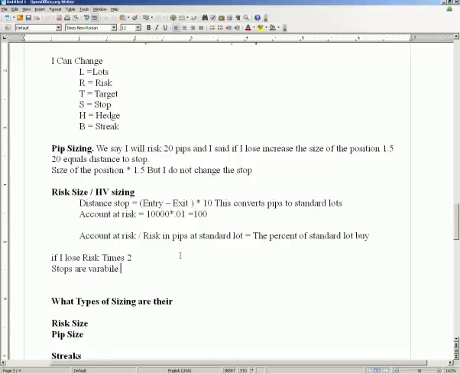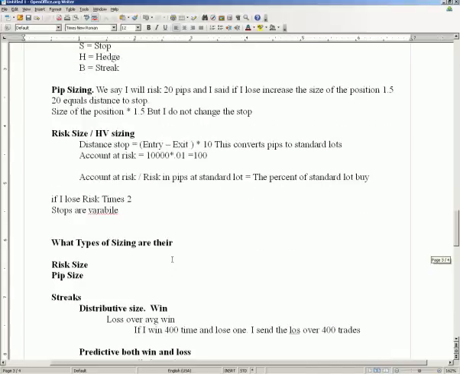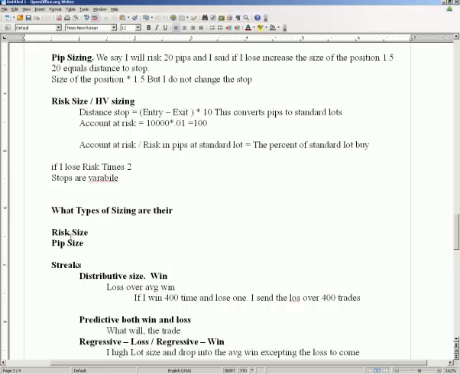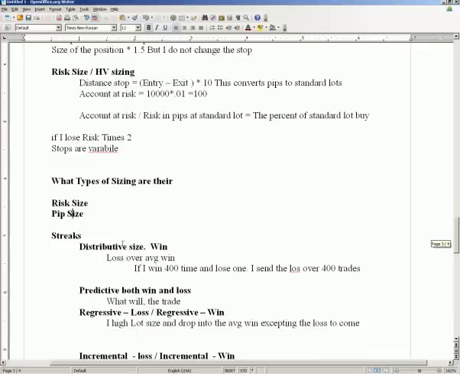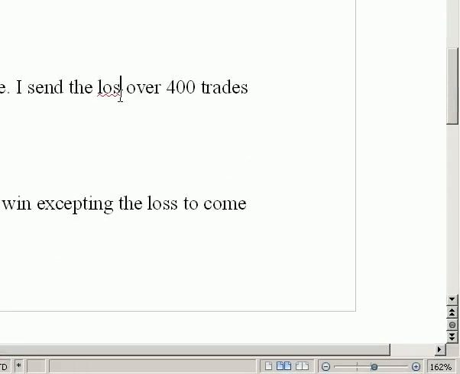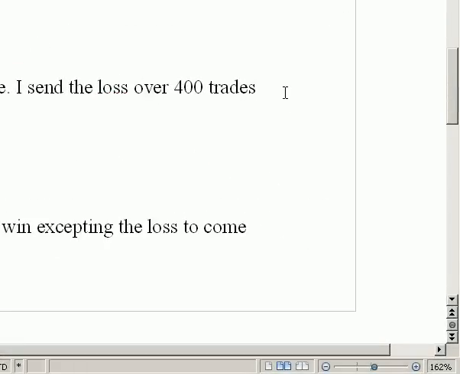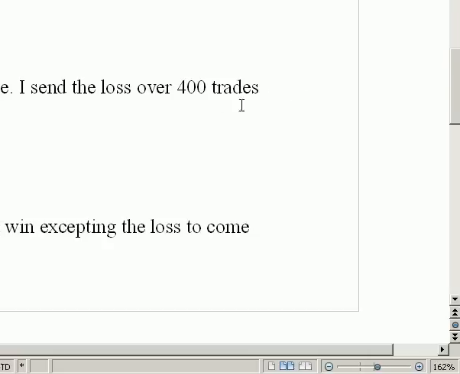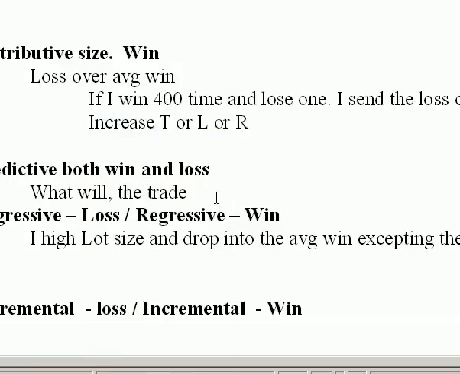Okay. Now, what types of sizing are there? Well, there's pip size, risk size. There is streaks. Underneath streaks, we have what's called distributive sizing: losses over average win. If I win 400 times, I lose one, I spread the losses over 400 trades. Increasing, I increase T, which would be target, or L, which would be lots, or R, which would be risk. I would increase one of these variables or a portion of each one.